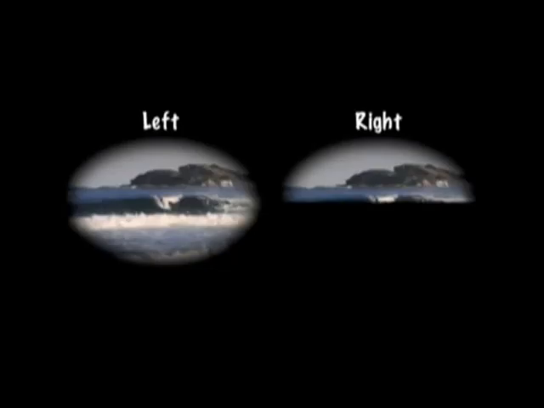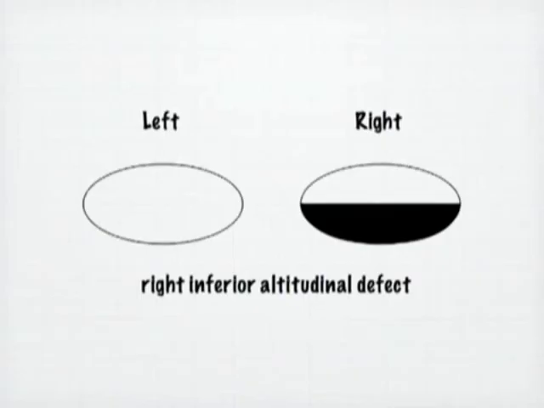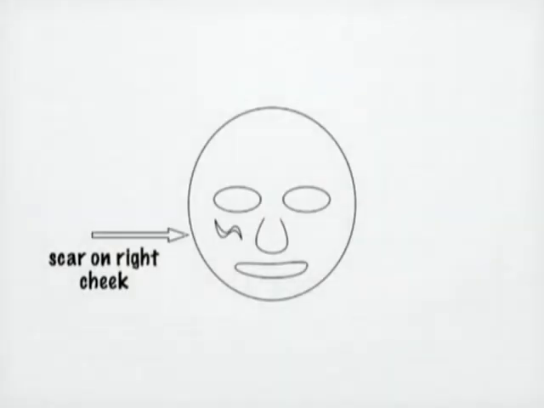For example, a patient who could not see below the horizon from his right eye would be documented like this, with a dark area representing the area the patient is unable to see. You should notice that this is different from how you would record a scar on the right side of a patient's face, where the drawing would be as if the patient was sitting in front of you.